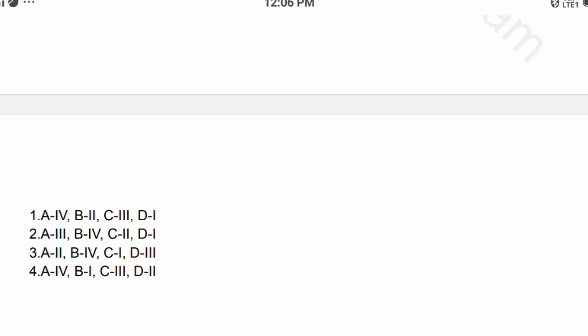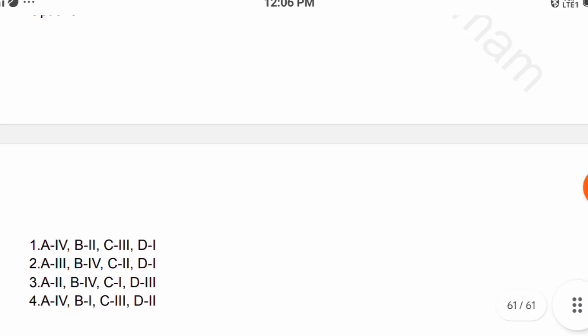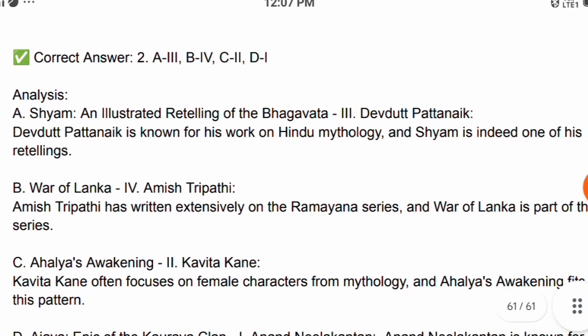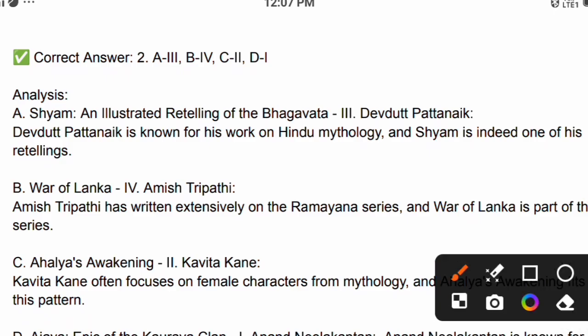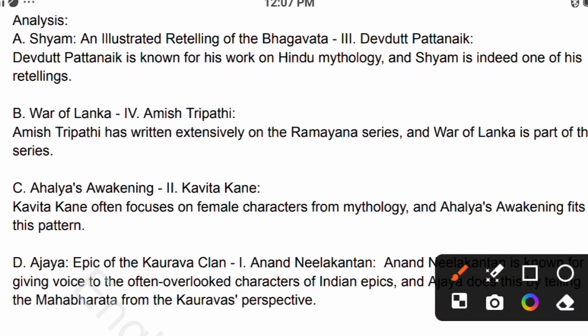So the correct answer of this question is going to be option 2, A third. Here you can see Sham, an illustrated retelling of Bhagavata, Devdutt Patnaik. War of Lanka, Amish Tripathi. Ahalya's Awakening, Kavita Kane. And the last one, Ajaya, Epic of the Kaurava Clan, Anand Neelakantan. These are the correct answers. Now let's move on to the next question.